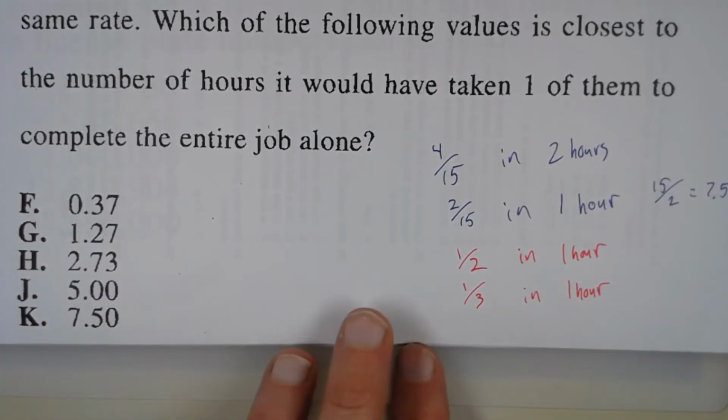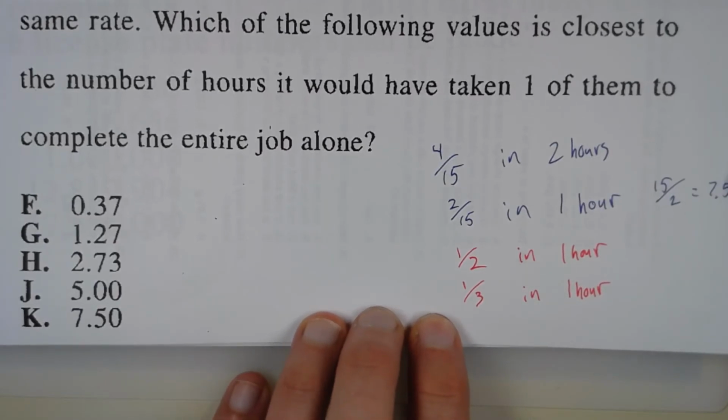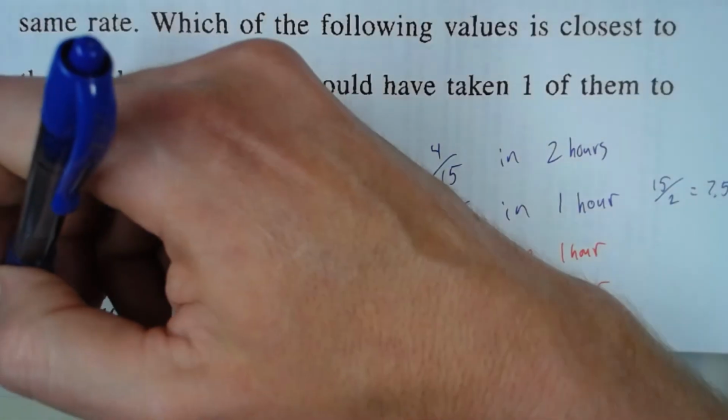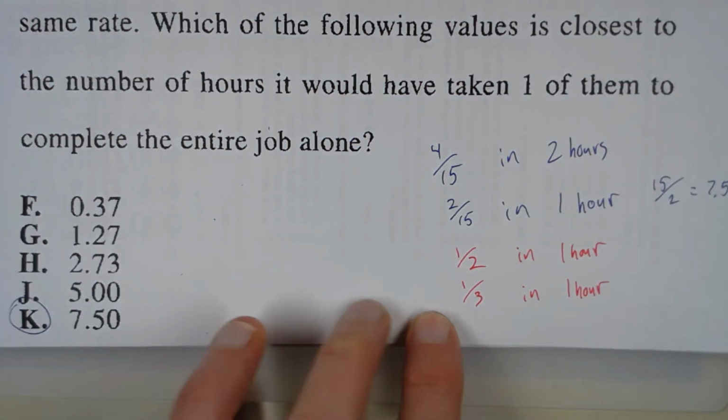And they're all working at the same rate. So not like Reuben is faster or Amy is slower. No, they all work at the same rate. So it's going to take any one of them 7.5 hours to do the job. So the answer is K.